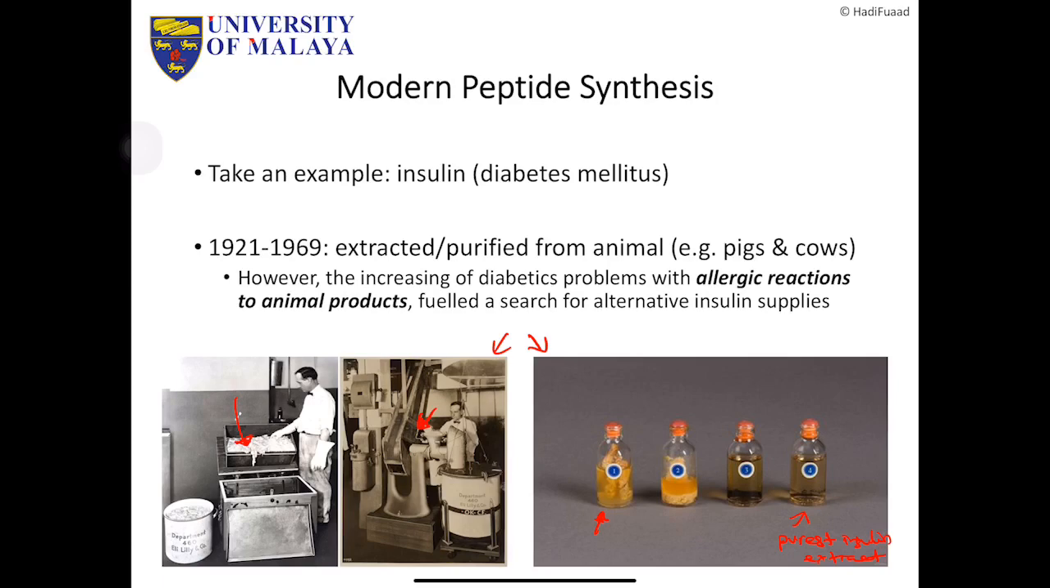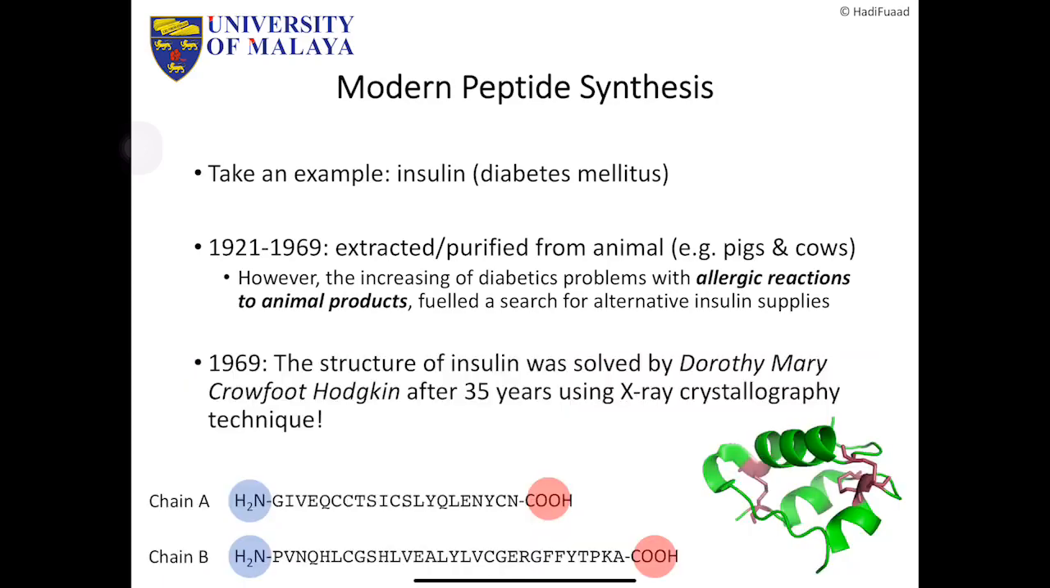and used in humans. But as time progresses and more people are using insulin to control diabetes, there are increased numbers of allergic reactions to animal products. So this issue actually pushes research for an alternative insulin supply. So from here, the technology actually grows.